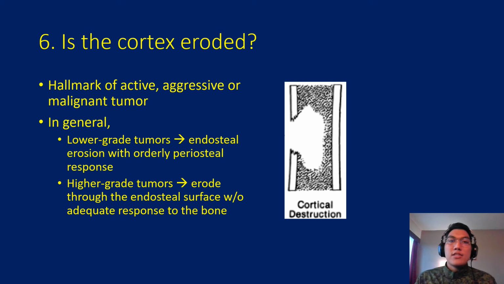The second to the last question is, is the cortex eroded? Cortical erosion is a hallmark of the active, aggressive, or malignant tumor, and the pattern of cortical erosion may be highly correlated with the histology of the lesion. In general, lower-grade tumors will produce endosteal erosions with orderly periosteal response, leading to endosteal expansion, while higher-grade tumors will erode through the endosteal surface without an adequate response from the bone, resulting in a significant risk of fracture.